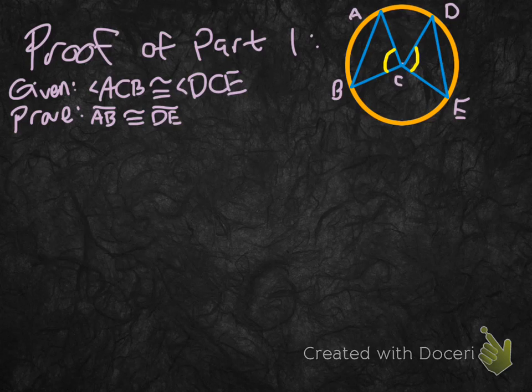I intentionally drew it where it's not vertical angles, but vertical angles can come up in this lesson, and we'll look at an example in a second where that does happen. But they don't have to be. They just have to be congruent central angles.